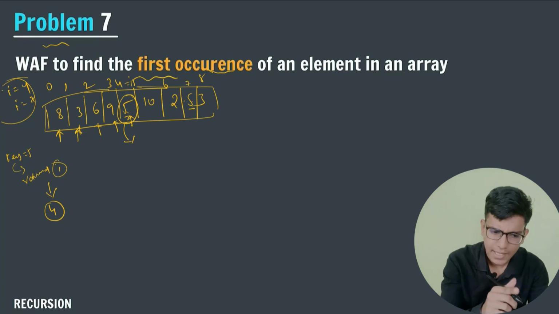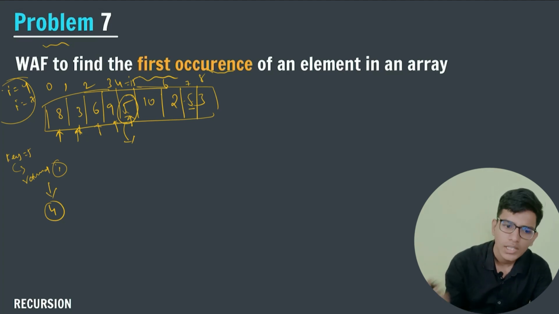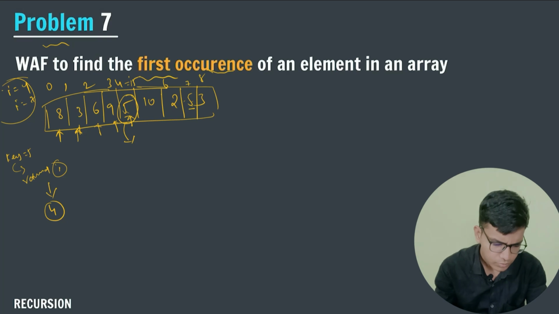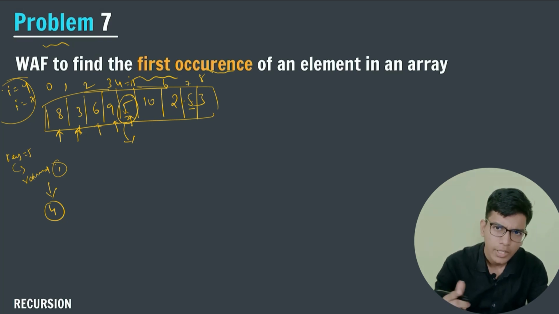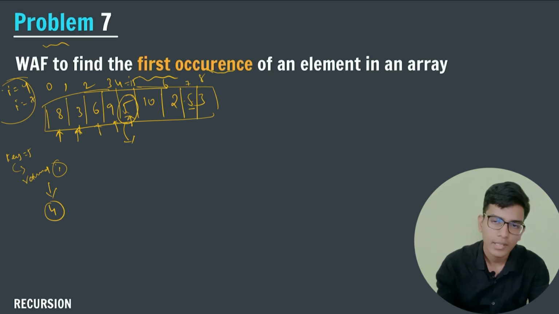Here the first occurrence of 5 is 4 and the last occurrence is 7. So what is the logic here? The main logic is that we will iterate through each element of the given array. If that particular element is equal to our key, then we'll return its index. If not, then we'll call our recursive function on the rest of my array.